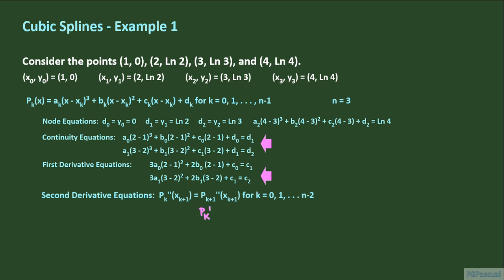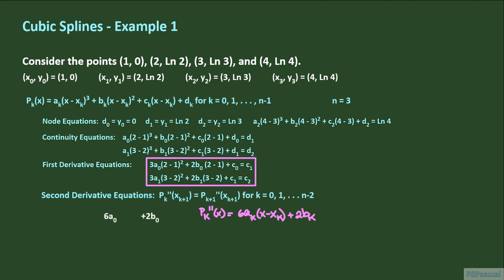P sub k double prime is 6 times a sub k times the quantity x minus x sub k plus 2b sub k. For the left side of the second derivative equations, we use the first derivative equations as the template. We simply change the coefficients, decrease the exponents by 1, leave out the c sub k terms, and retain the same x values.